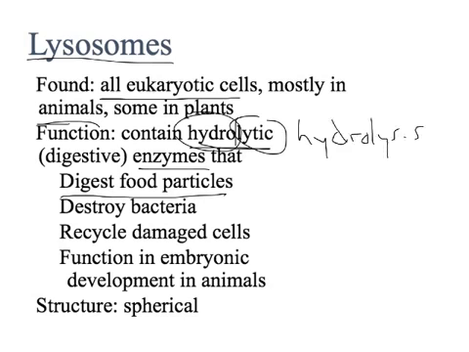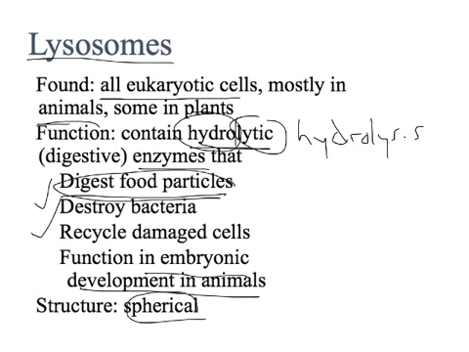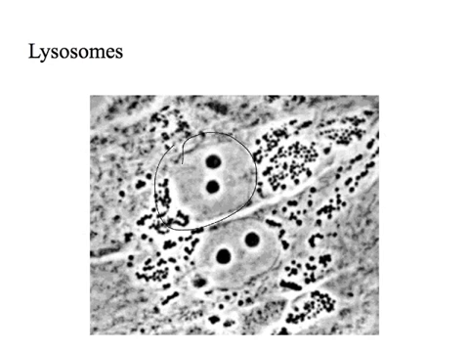So it's going to have enzymes that do hydrolysis. Okay? And this is the place things are going to go if we want to break stuff down. These enzymes are going to digest food particles, destroy bacteria, and recycle damaged cells. They can function in embryonic development. For example, when you're developing, you originally have webbed feet, and lysosomes can be used to break down all those webs between your fingers. Okay, so these things look like circles. If we look at a picture of one, here's one here, and you can see that they contain enzymes that are going to digest things and break them down.